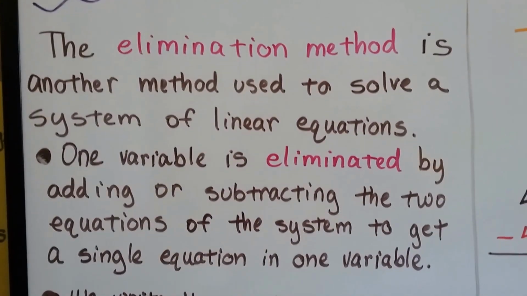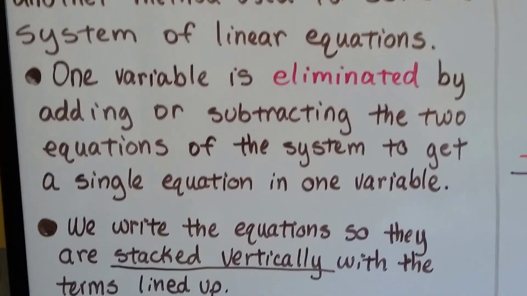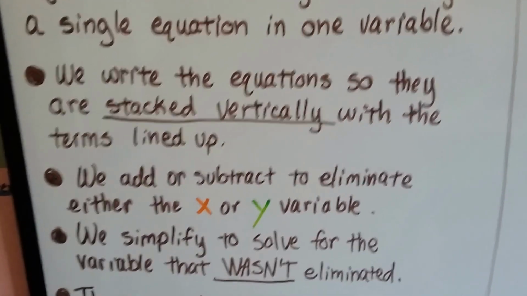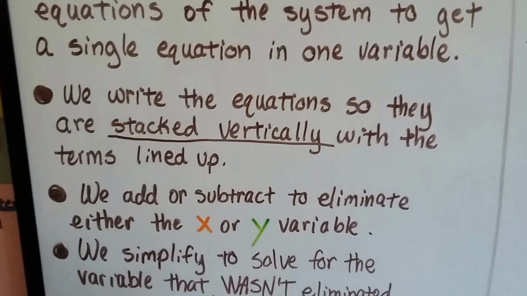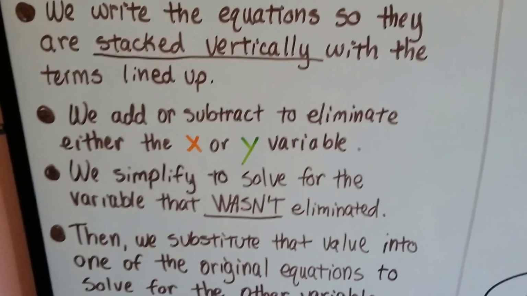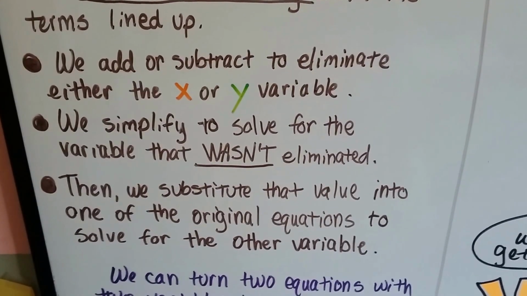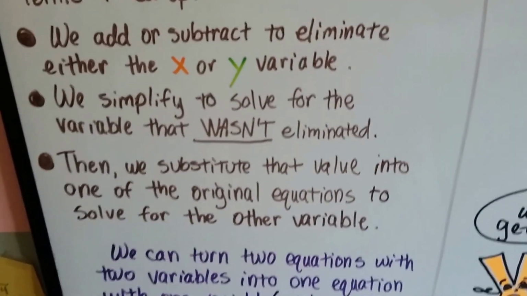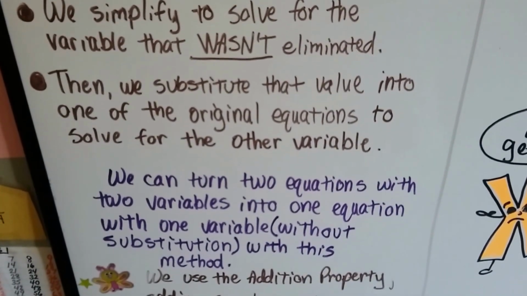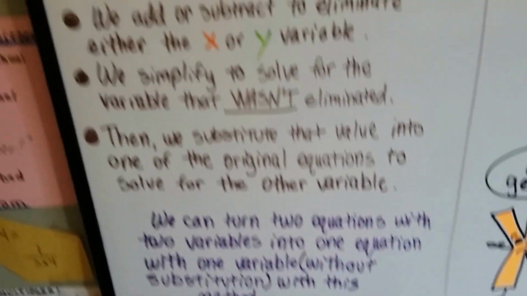One variable is eliminated by adding or subtracting the two equations from the system to get a single equation in one variable. We write the equations so that they're stacked vertically with the like terms lined up on top of each other, nice and neat. We add or subtract to eliminate either the x or y variable. We simplify to solve for that variable that wasn't eliminated. Then we substitute that value into one of the original equations to solve for the other variable. So we can turn two equations with two variables into one equation with one variable without substitution with this method. We use the addition property, adding equal quantities.